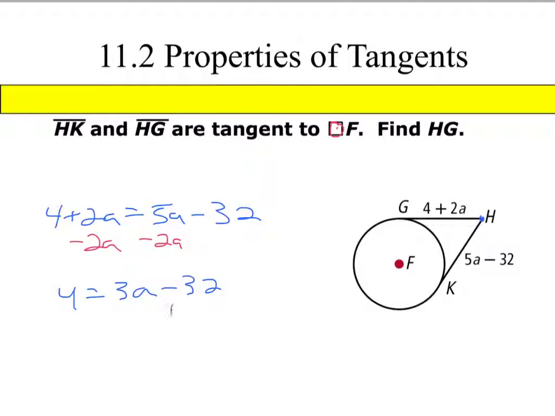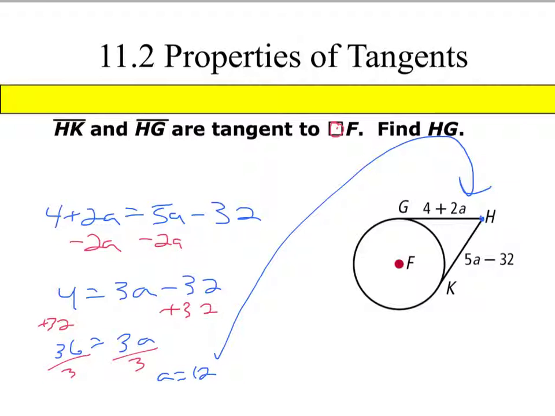I'm going to add 32 to both sides, and I get 36 is equal to 3a. How do you come up with a? Divide by 3. A is equal to 12. There you go. Wait! I hope you didn't move on, because you have to plug a back into HG.